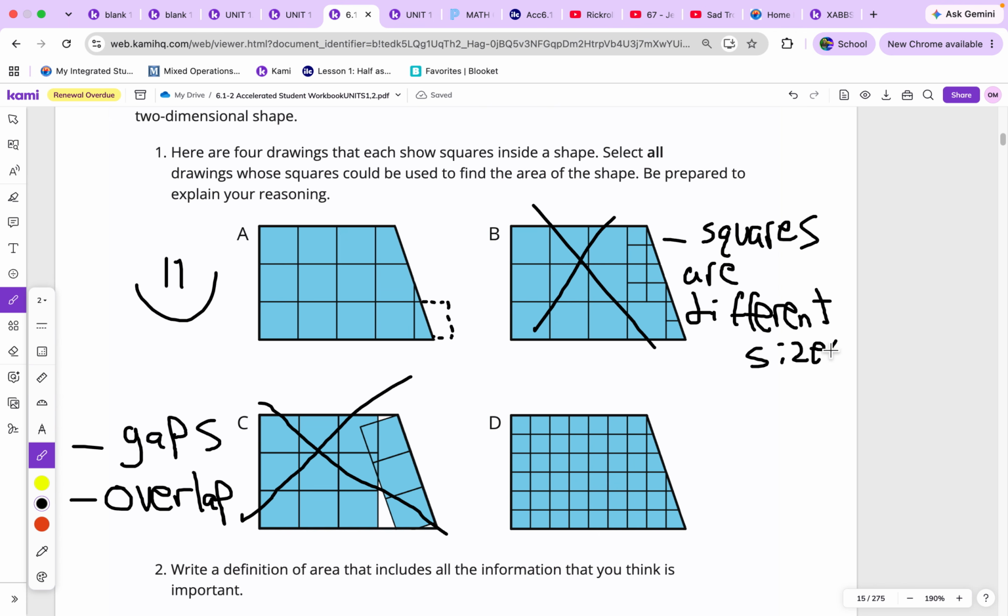Okay, and then our last one. This one looks pretty good. All the squares are the same size, and we have some fractional squares here. There's no gaps, there's no overlaps. And this one is also good.